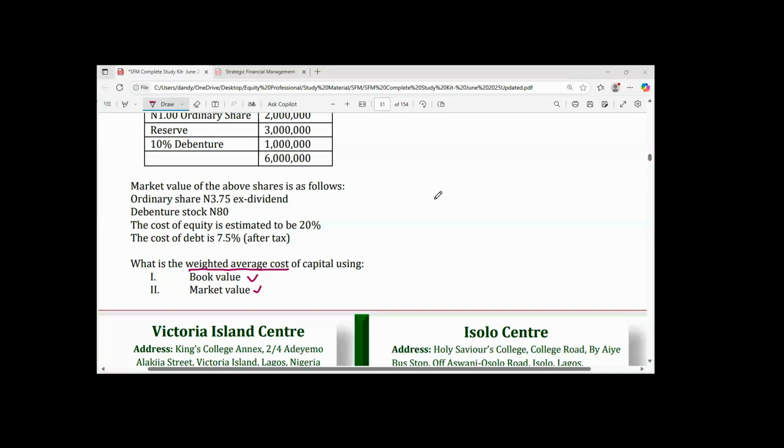All right. So using book value, I mentioned that when you are calculating WACC, you are expected to add together ordinary share capital plus reserves to form the proportion of equity. So without wasting more time, so that we can solve as many questions as possible, let me stop sharing this and move to the working notes. Open to the material at hand so that we can follow together.